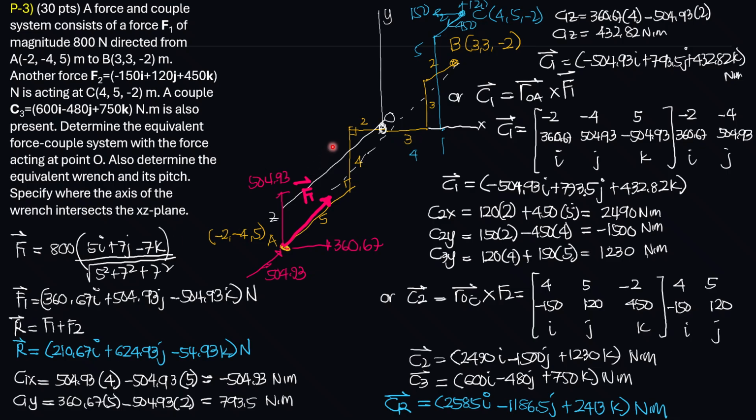And if we plot it from A to B, A is -2, -4 going down, then forward +5. So this is point A. Then B is there, which is at 3, 3, then -2. So take note that B is to the right of A, above A, and at the back of A.